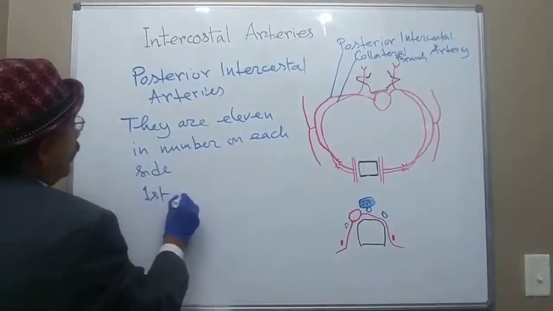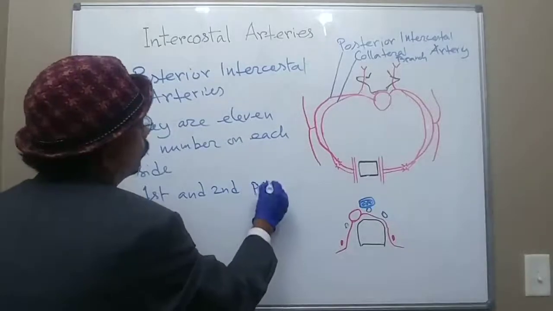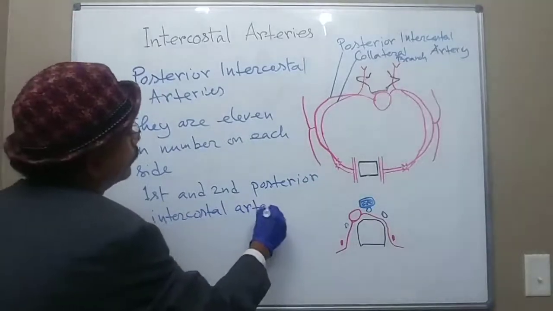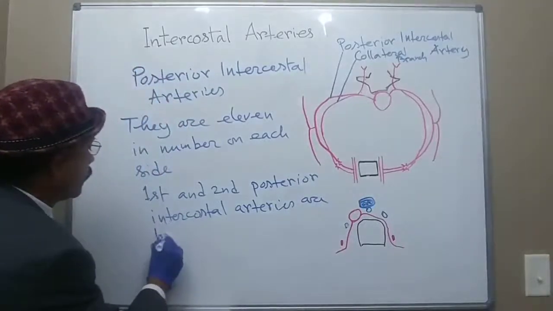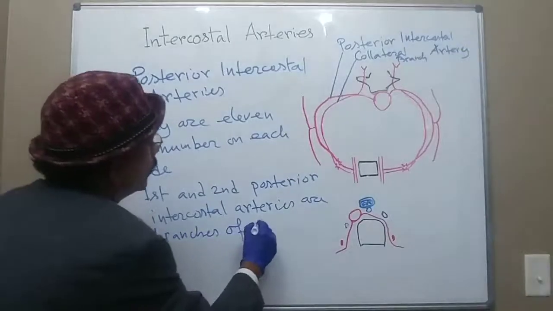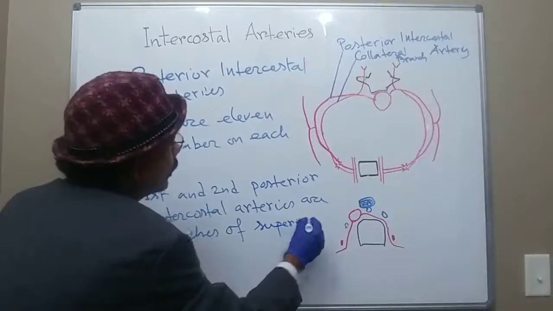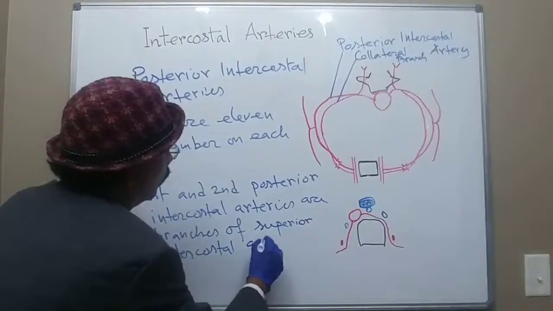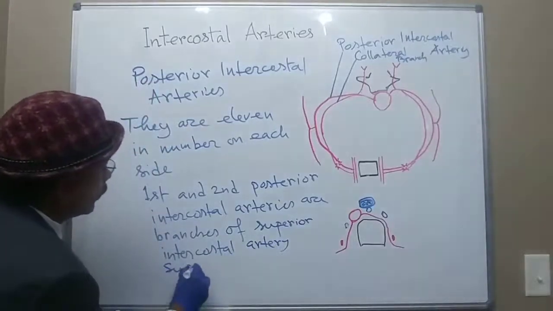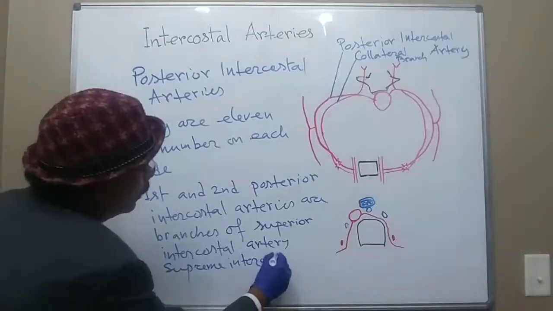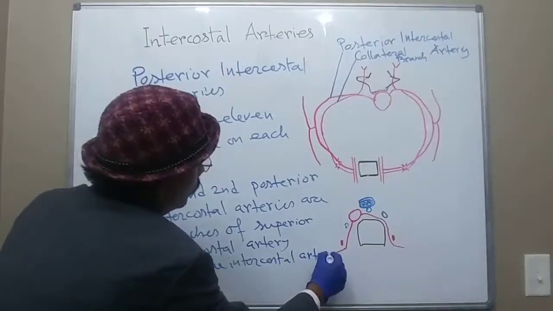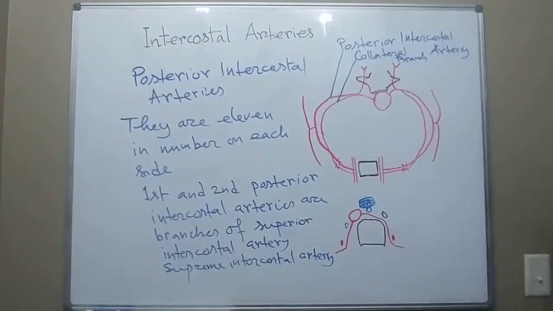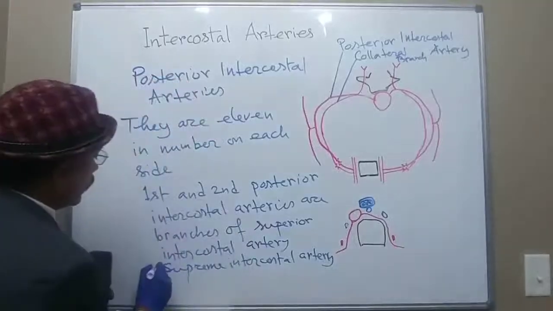So first and second posterior intercostal arteries are branches of the superior intercostal artery, not thoracic, superior intercostal artery, also called supreme intercostal artery. Okay, we got that. First and second posterior intercostal arteries are branches of the superior intercostal artery, that is also called supreme intercostal artery.